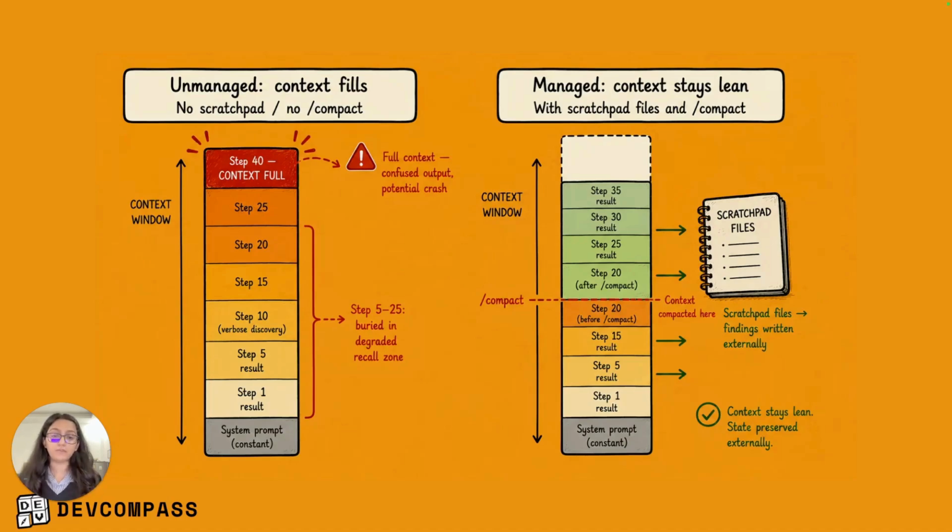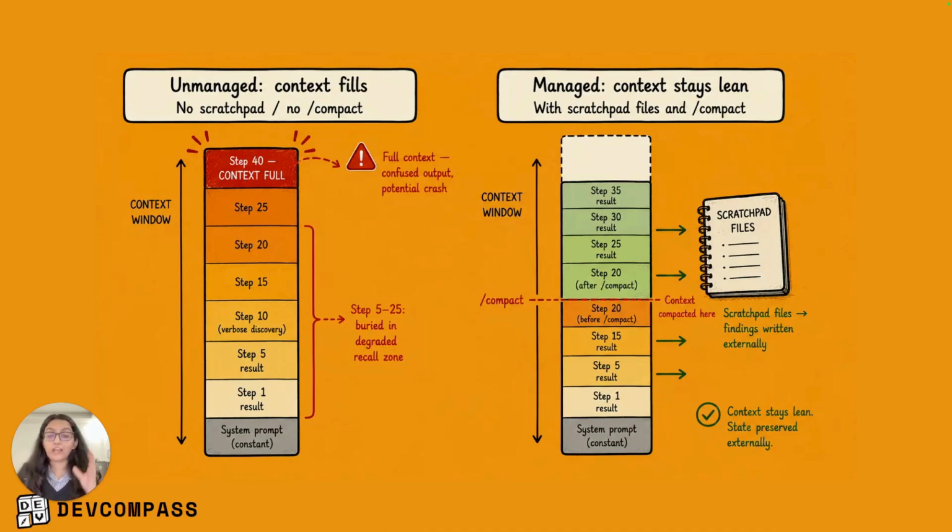Same session, same work, but on the right side you can see that there are two differences. First, there are Scratchpad files. At each significant step, Claude writes its findings and decisions to external files and not to the conversation context, but into the file system. This Scratchpad is Claude's persistent memory outside the context window. When it needs to recall a decision from step 5, it reads the Scratchpad file rather than trying to recall from a buried context position.